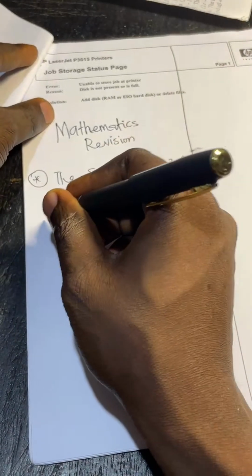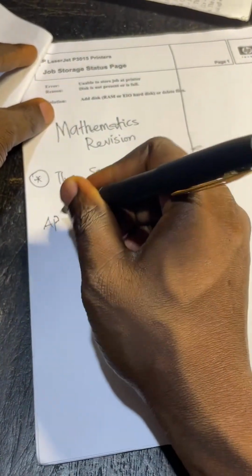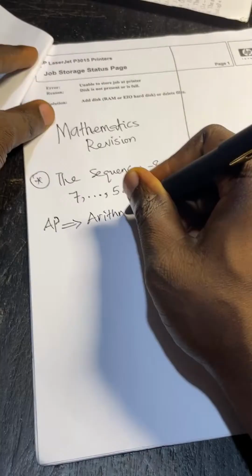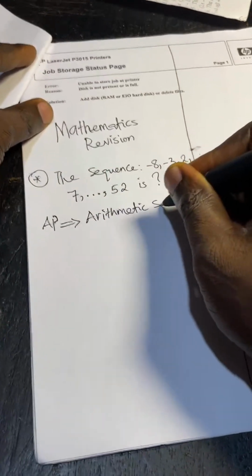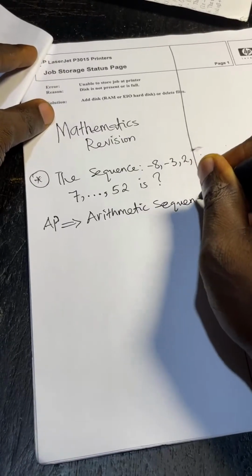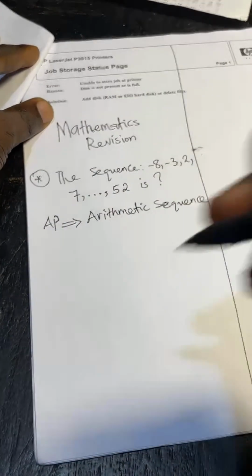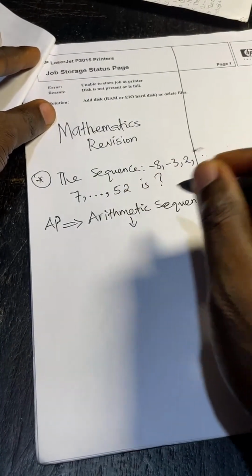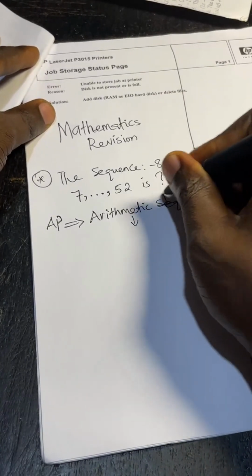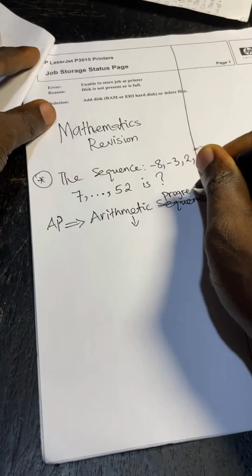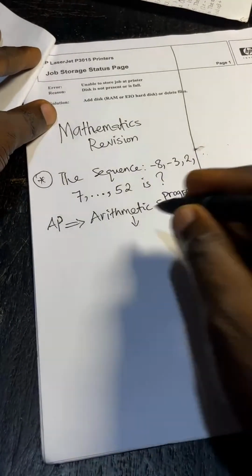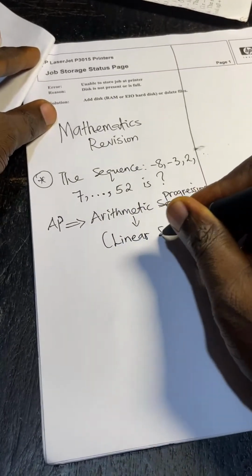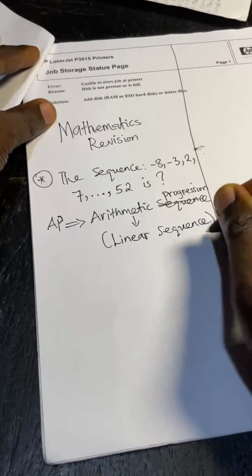Now let me give you one or two things about AP. I told you, just a revision. AP stands for arithmetic sequence. That is what AP is. Another name for this arithmetic sequence is arithmetic progression. Another name for this arithmetic progression is what? Linear sequence. Are you seeing it?